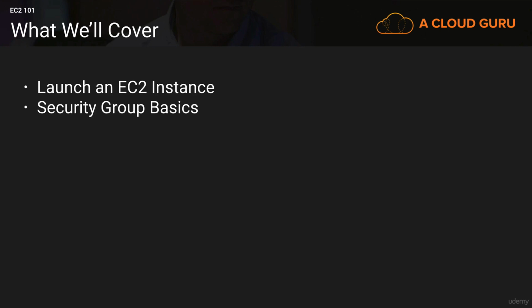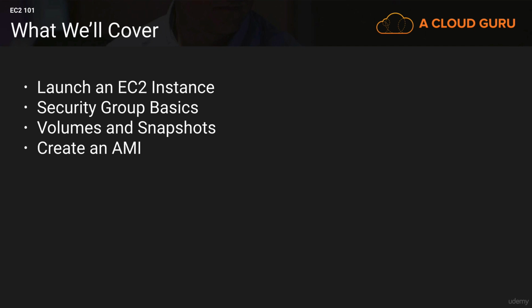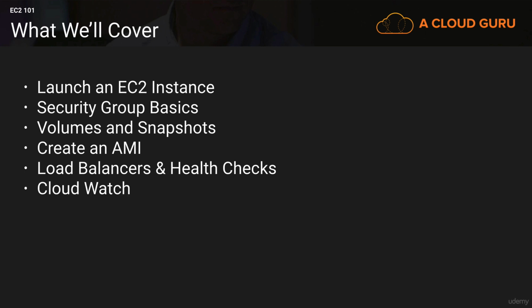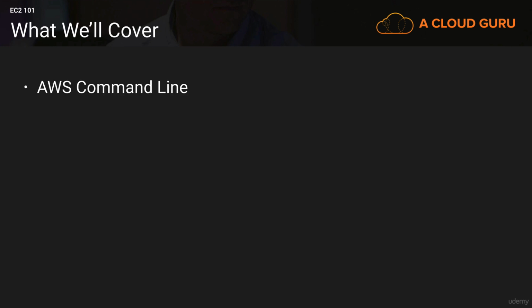So let's talk about what we're going to cover in the rest of this section of the course. We're going to learn how to launch an EC2 instance. We're going to start learning about security groups, which are basically like virtual firewalls. We're going to learn about volumes and snapshots, and how to create an Amazon machine image, or AMI. We're going to learn about load balancers and health checks. We're going to learn about CloudWatch, how we can monitor what's going on with our EC2 instances. And then we're also going to learn about the AWS command line. We're going to run these on our EC2 instances, but you can also run the AWS command line on your laptop or on your desktop PC, and you can start interacting with the AWS platform via that mechanism.